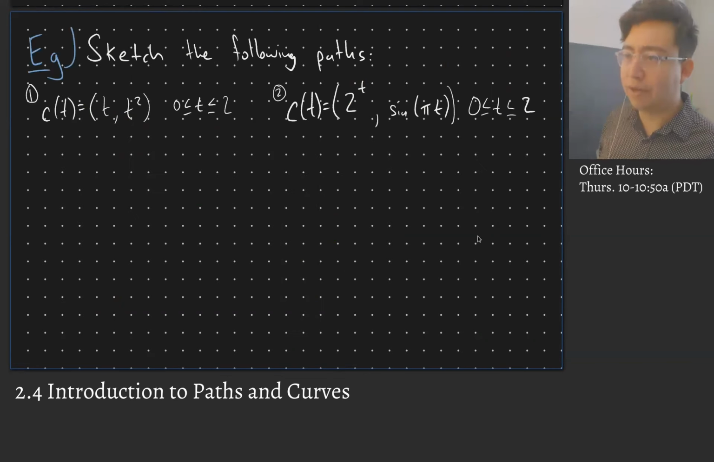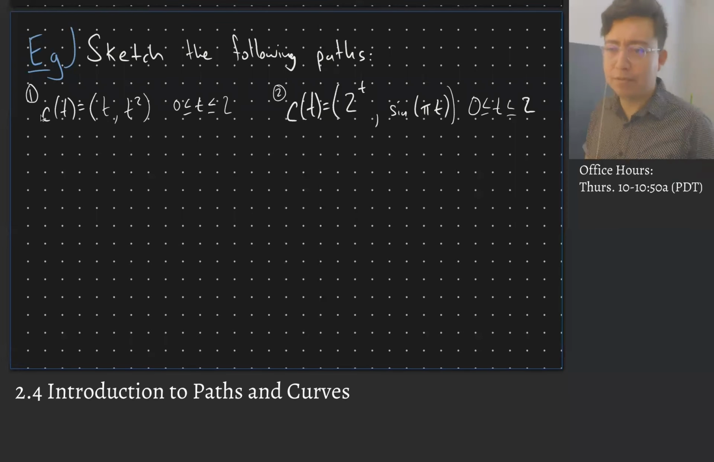So let's look over here. Let's start with this first example. We're going to sketch the following path: C of t is equal to t comma t squared. So you can see here, this is a function from some interval to R2, right? There are two outputs and it has one input. So you might think, oh, it should have been R.